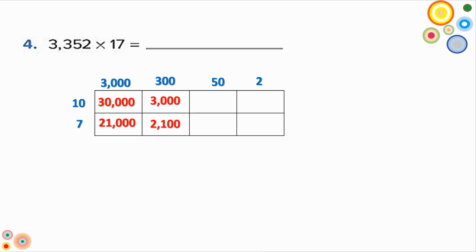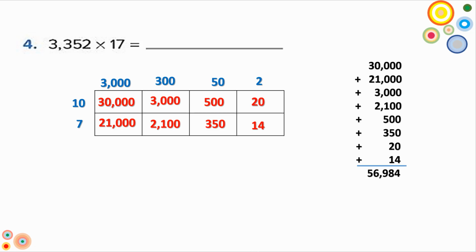7 times 3, 21, and 2 zeros. So it will be 2,100. 5 times 1, 5, and 2 zeros: 1 from 10 and another one from 5. 7 times 5, 35, and 0. 2 times 10, 20. 2 times 7, 14. So if we sum all of the products, it will be 56,984.